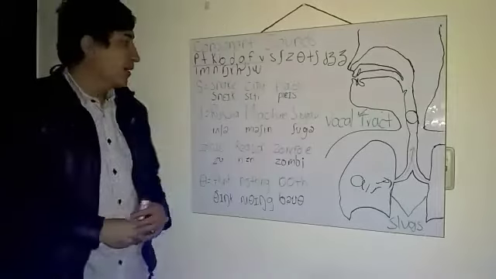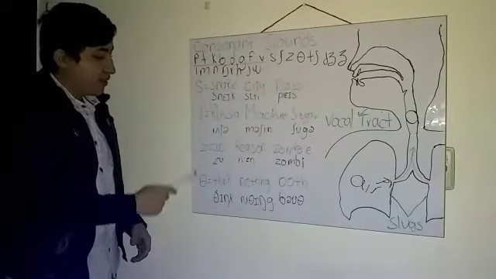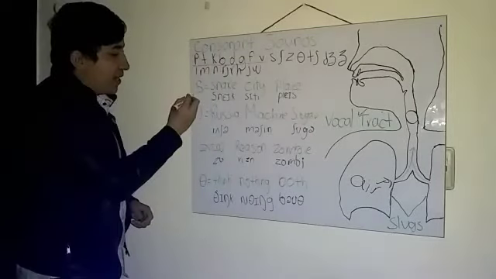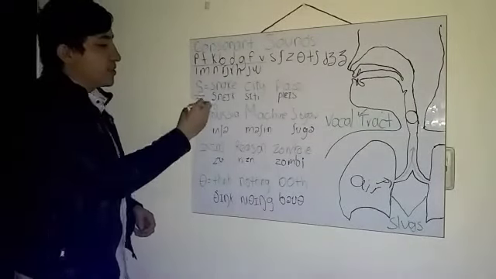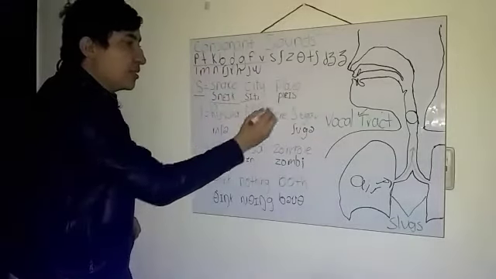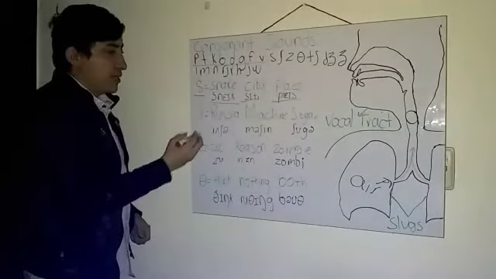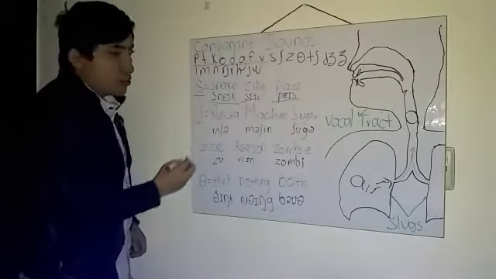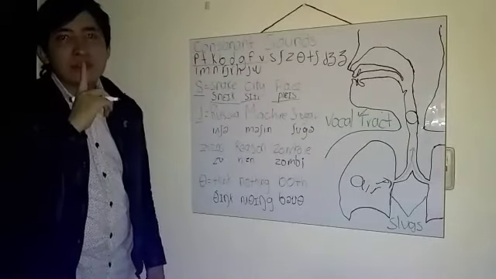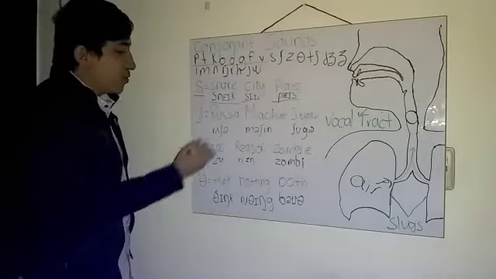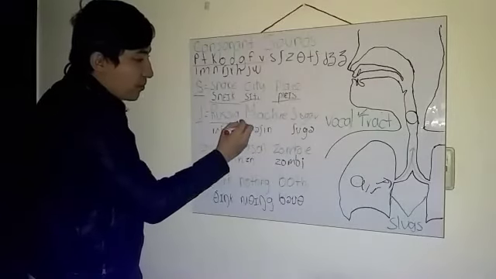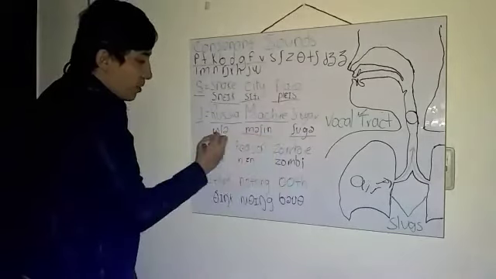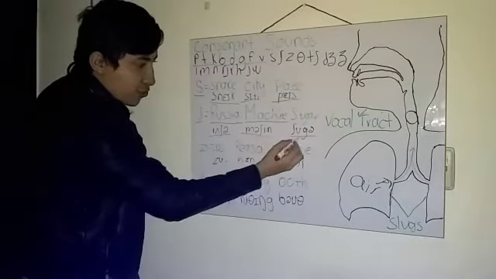We continue with the S. The first is S. Snake, city, place. The second is sh, like the s in Spanish. Russia, machine, sugar. Russia, machine, sugar.